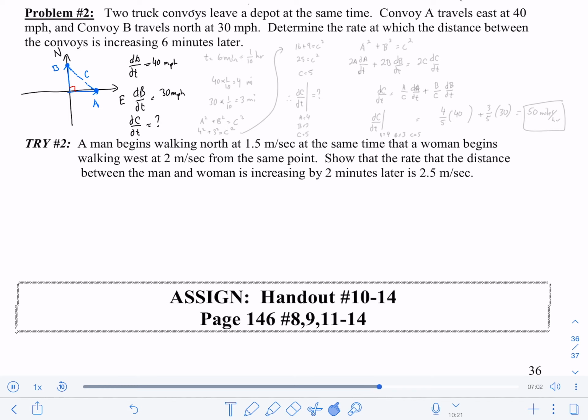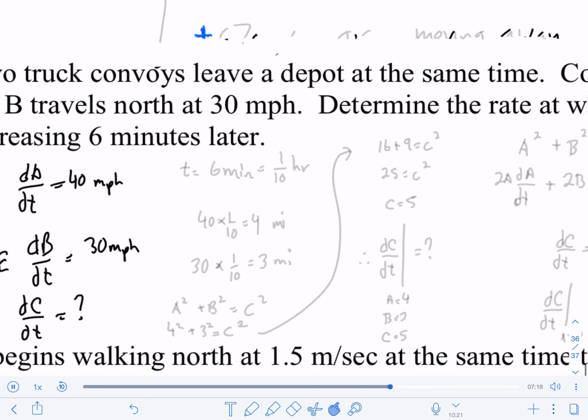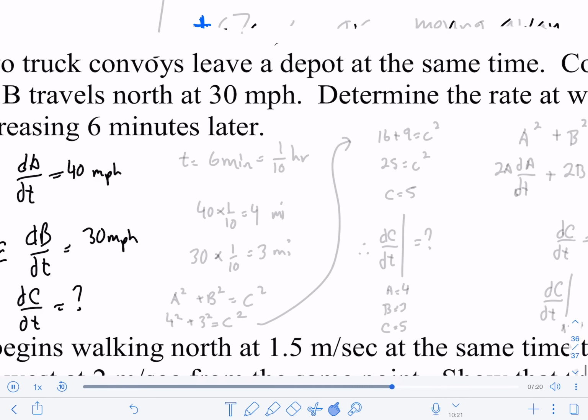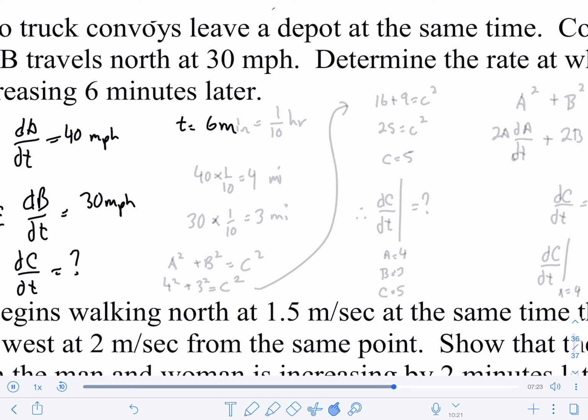And we're supposed to do this when the convoy has been traveling for 6 minutes. So what we need to do is figure out the actual lengths of A, B, and C after 6 minutes. So 6 minutes is actually a tenth of an hour. This is going to make it easy. So the t that we're working with is 6 minutes, or 1/10 of an hour. And so for convoy A, the distance that A has traveled is going to be 40 times 1/10, or 4 miles.